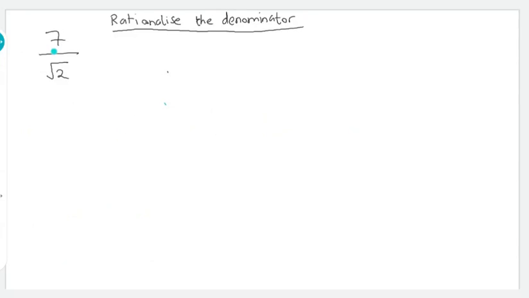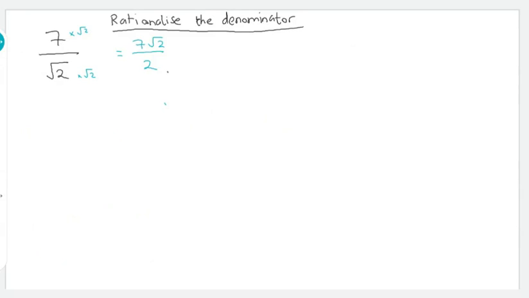So in this example, if we multiply the top number by the square root of 2 and the bottom number by the square root of 2, then the top number becomes 7 times the square root of 2, and the bottom number becomes just 2, i.e. the bottom number has been made rational. And also note that we've not changed the fraction. They're exactly the same because we've done the same thing to the top and the bottom number. So it's an equivalent fraction. Does that make sense? Yeah.